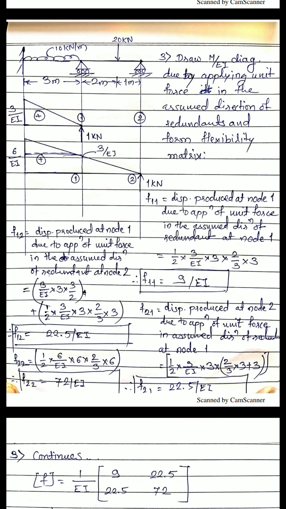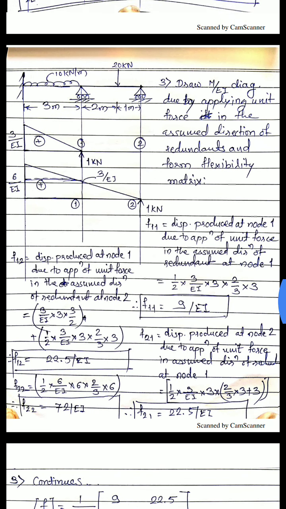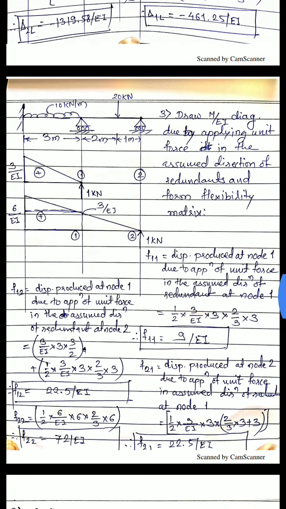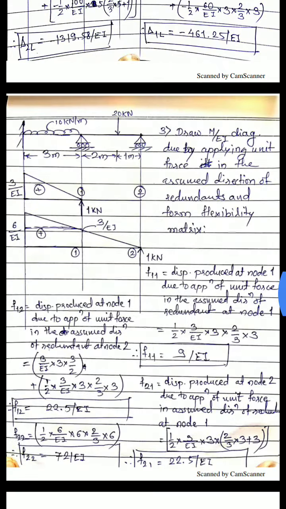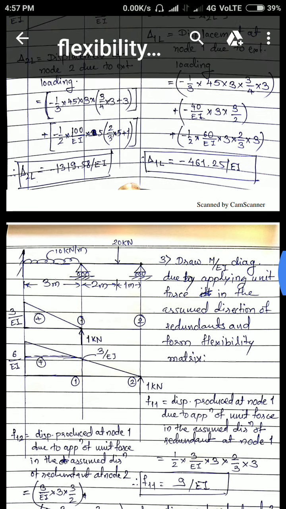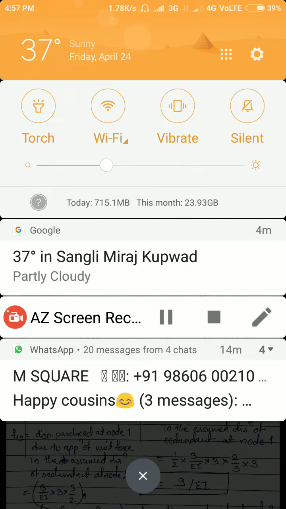So that is F21. Now F12 and F22, how will you calculate these? F12 or F22 means displacement produced at node 1 and node 2, but due to the application of unit force in the assumed direction of redundant at node 2. That means if you apply unit force in the assumed direction of RC, that will give your displacement produced at node 1 and node 2, F12 and F22.